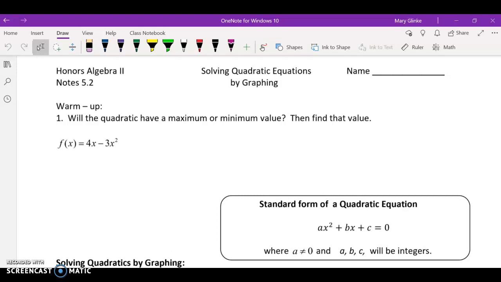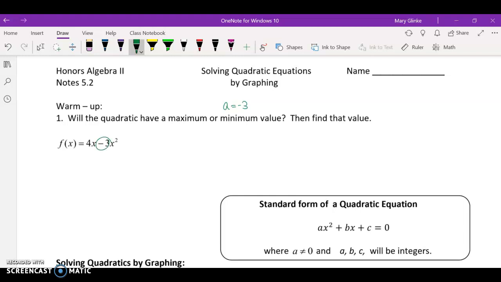Hello. Today we're going to be solving quadratic equations by graphing. So first up here, we're going to check out this quadratic function, f of x equals 4x minus 3x squared. We want to know if this is going to have a maximum or a minimum value. So that is all based off of the a value. So looking at this, our a value here is negative 3.